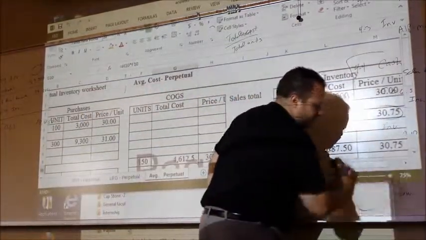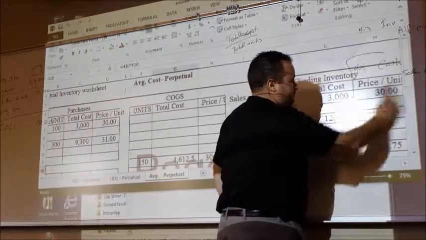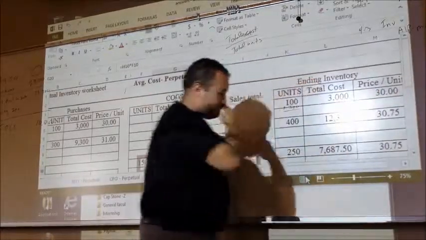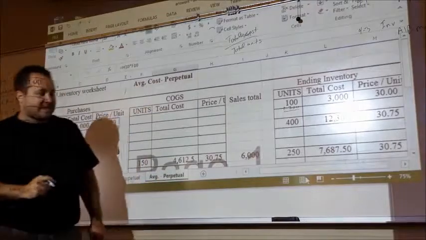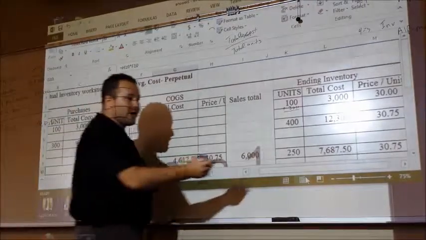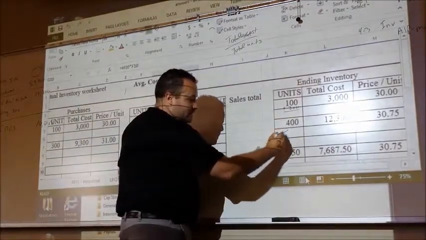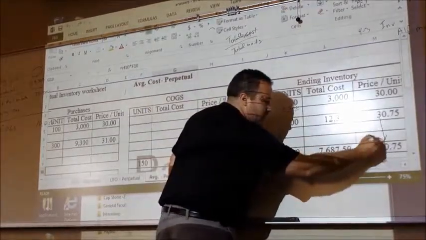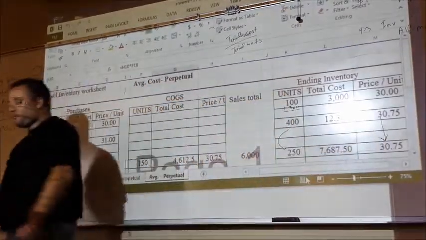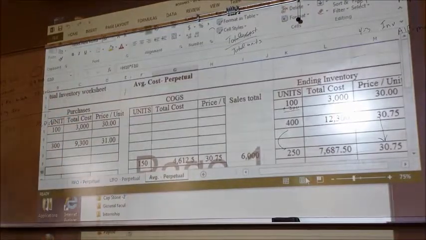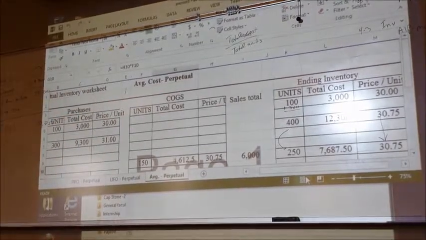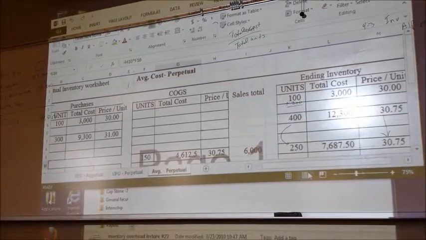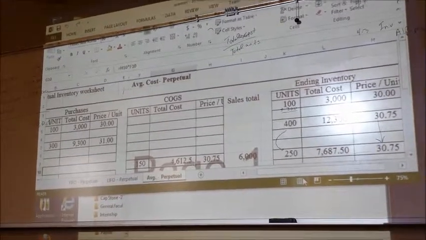I'm going to erase this. When I sell something, there's nothing new to add into my costs. So I just get rid of 150 items, and the price per unit stays the same. I didn't add anything new with a different price. So there's no change in that whenever I just sell something.